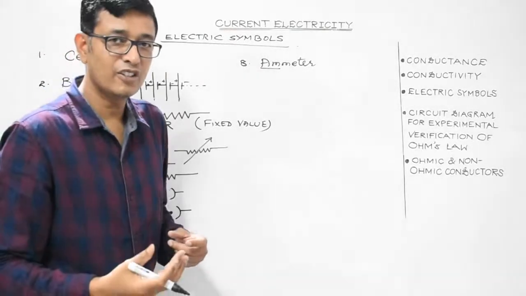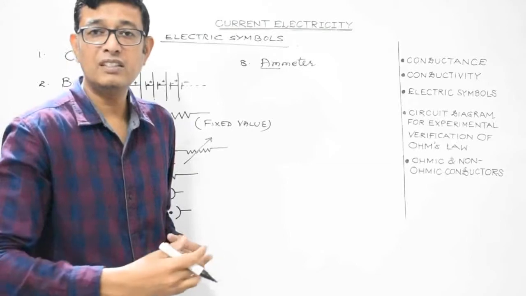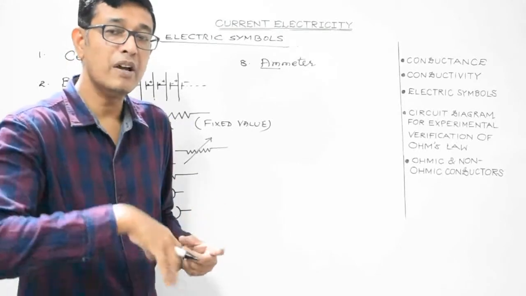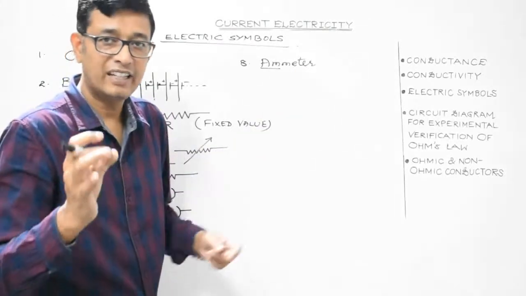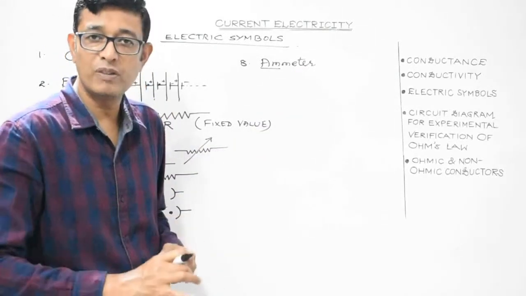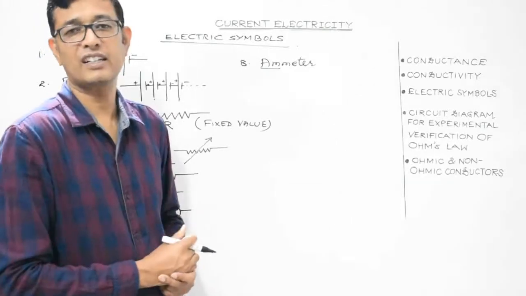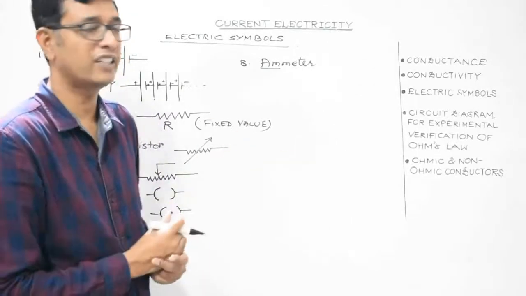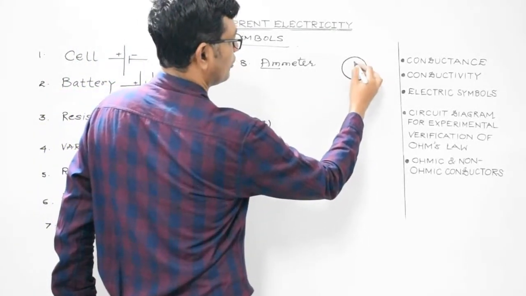Ampere is the SI unit of current. Meter means a device which measures something. So an ammeter is an electric device which is used to measure current flowing through an electric circuit, and it is always connected in series. We will discuss that in the later section. So this is the symbol of an ammeter.